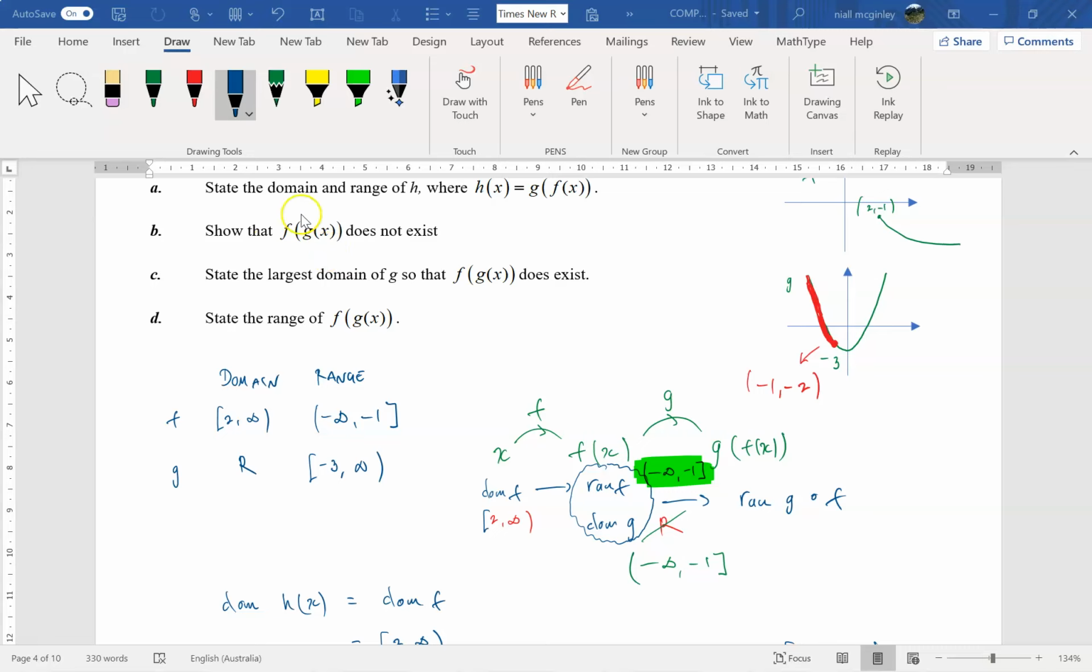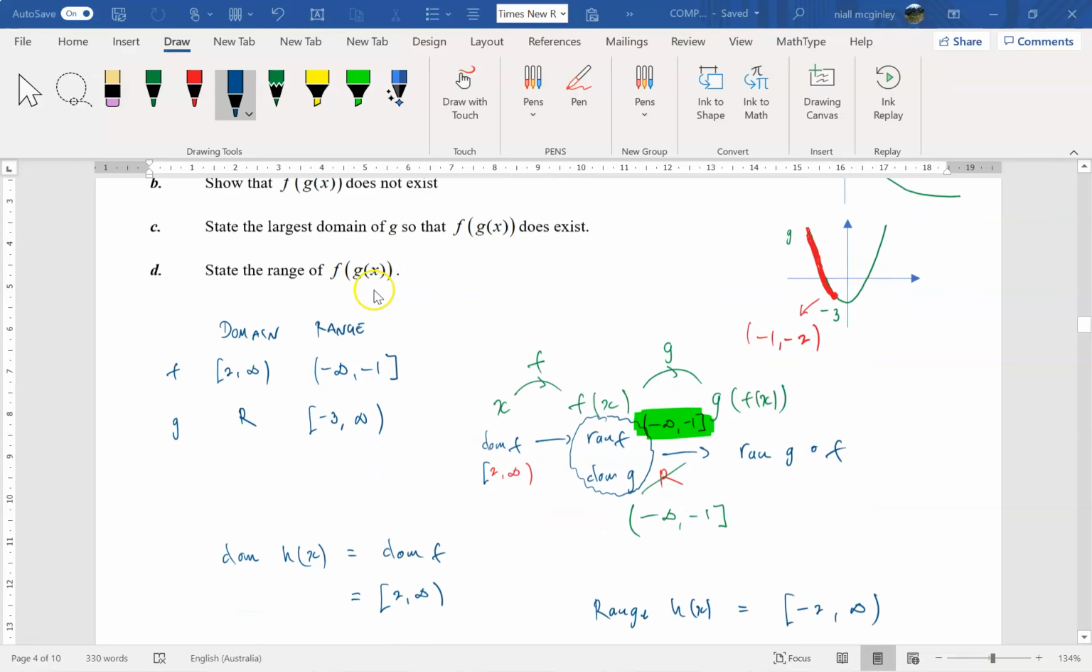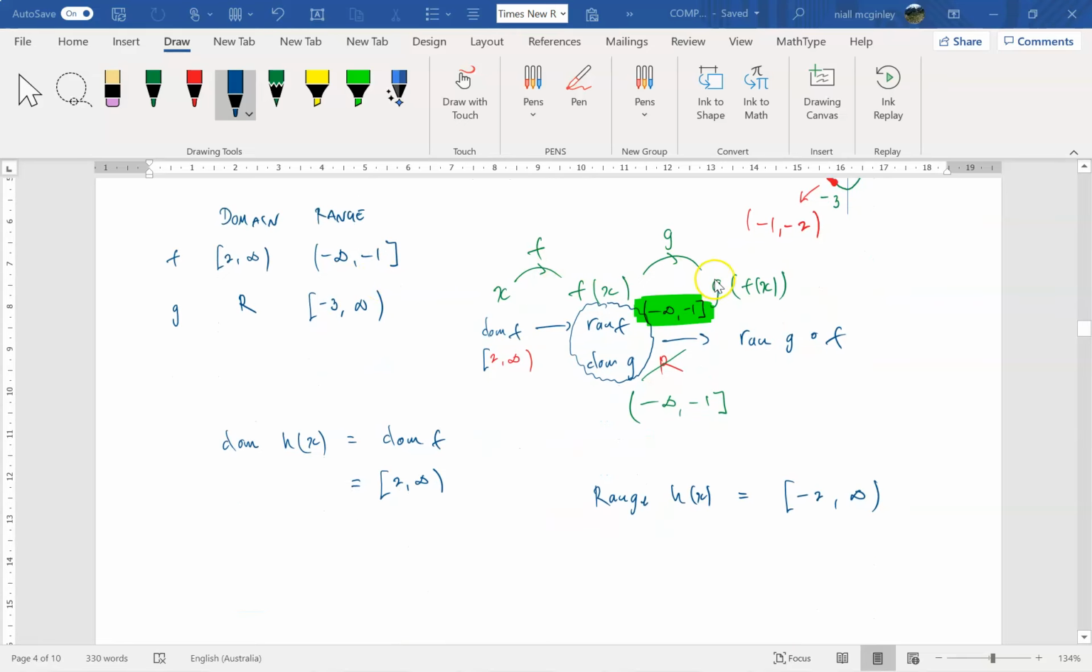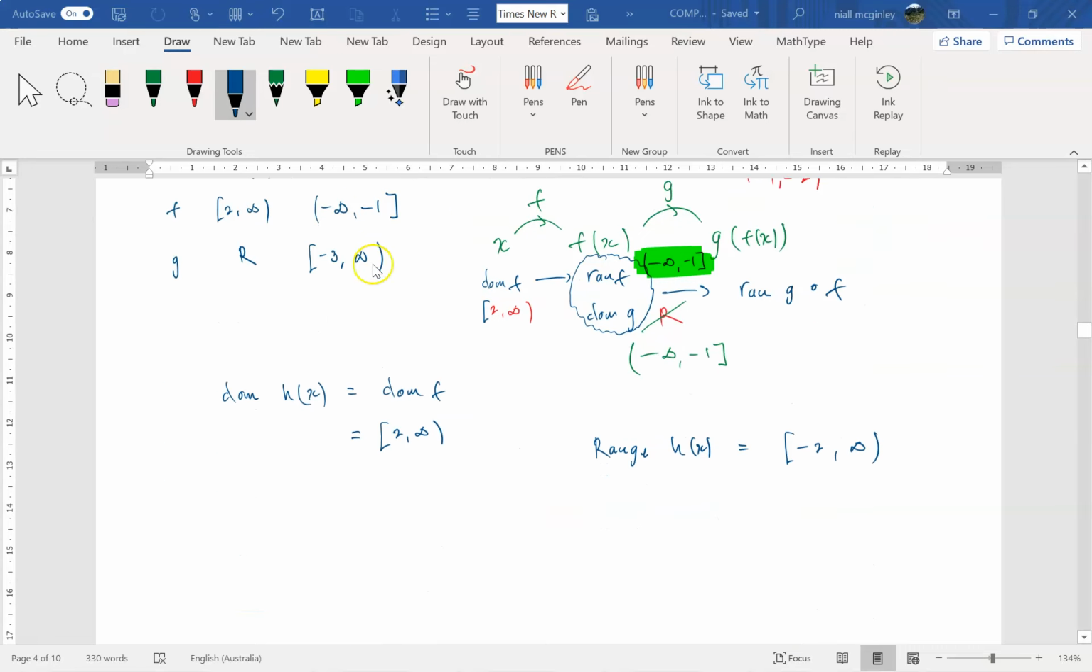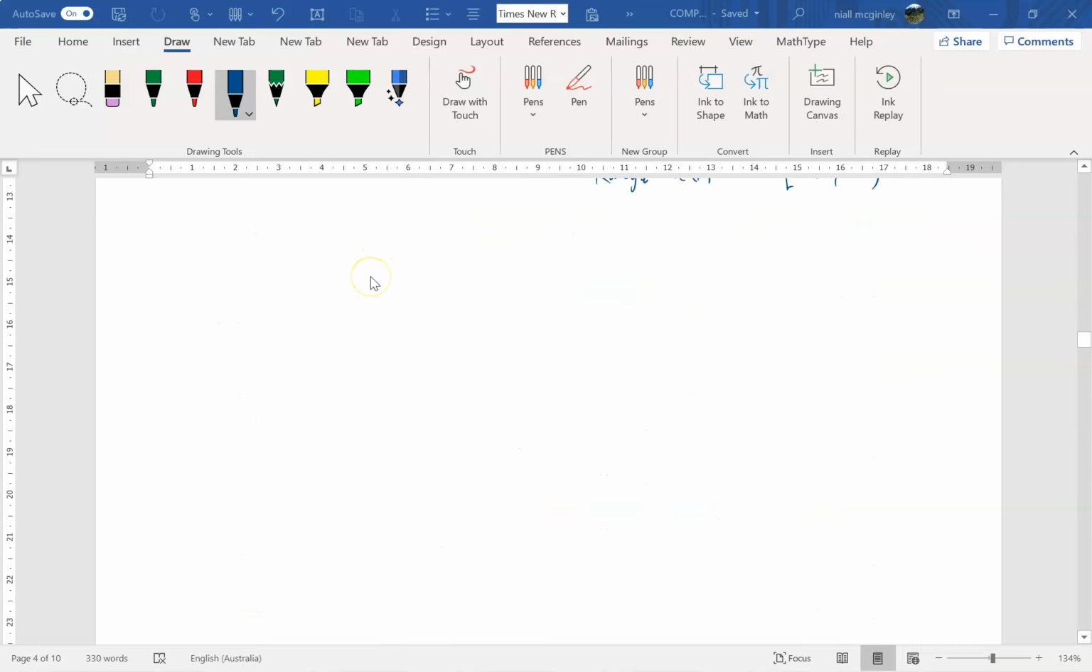So part B now, we want to show that f of g of x does not exist. You're just going to draw this round different ways. If we've got f of g of x, then g of x is going to be performed first, and then followed by f of x. So let's do that round this way.